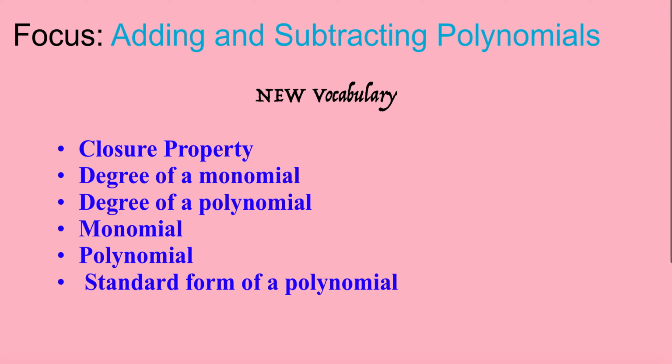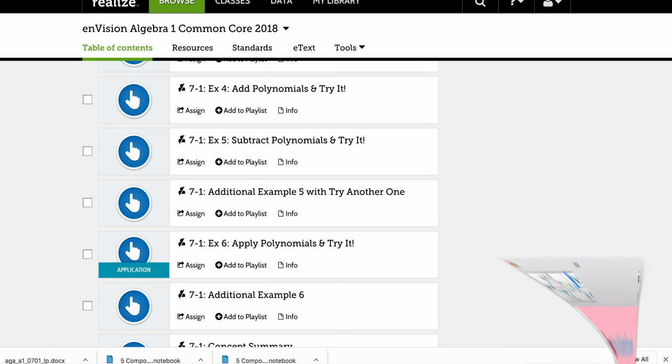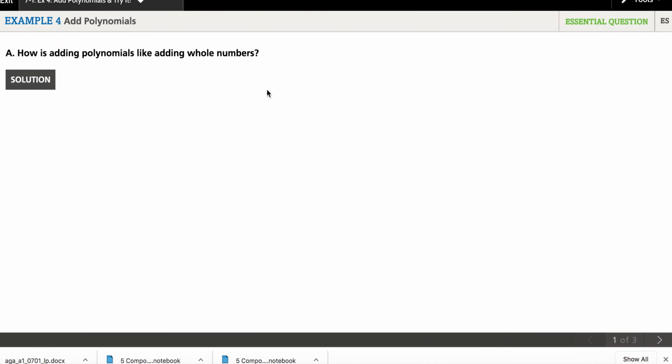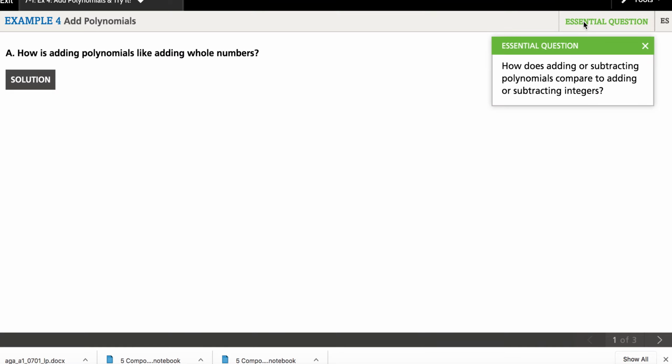And focus, same focus, new vocabulary: closure property, degree of a monomial, degree of a polynomial, monomial, polynomial, and standard form of a polynomial. In this lesson, you will be able to solve adding polynomials. The essential question is, how does adding or subtracting polynomials compare to adding or subtracting integers?